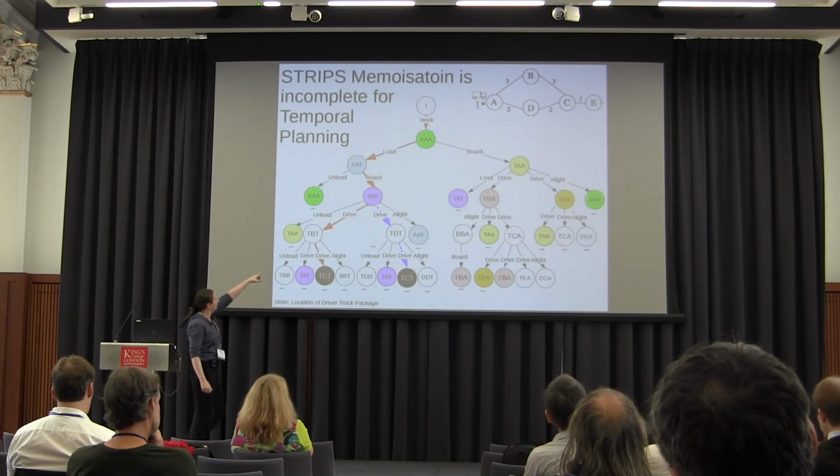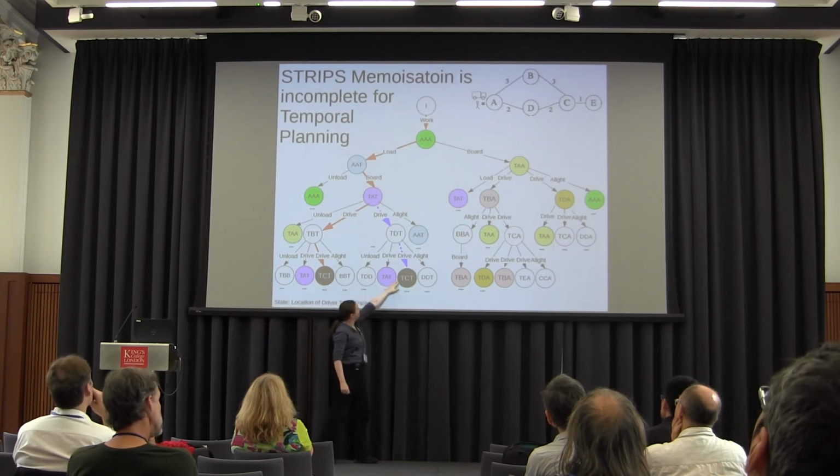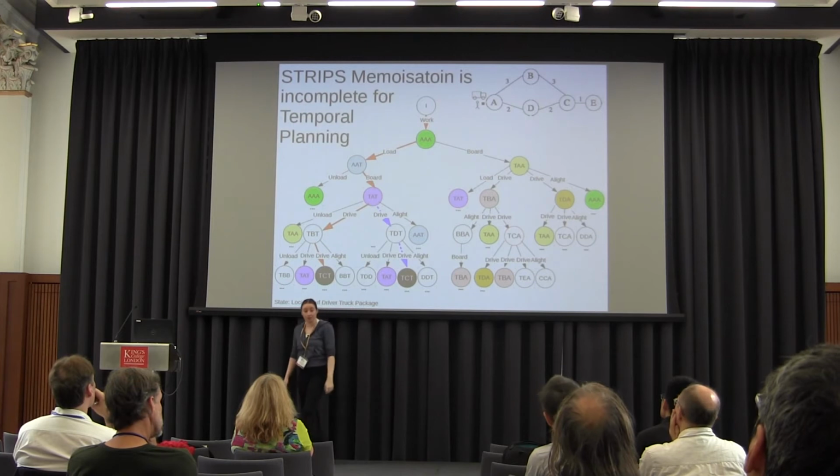So, okay, this is just an illustration. We go down this branch of the search space first, we get to C, then this other branch of the search space is never going to be expanded.